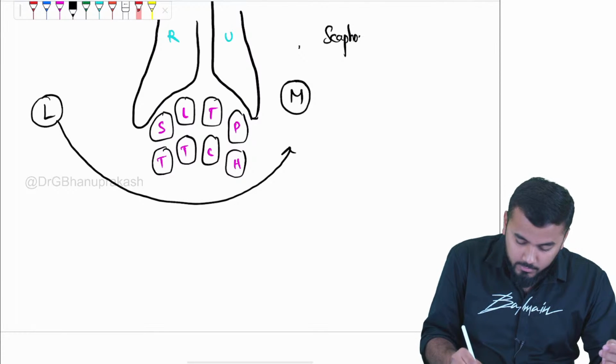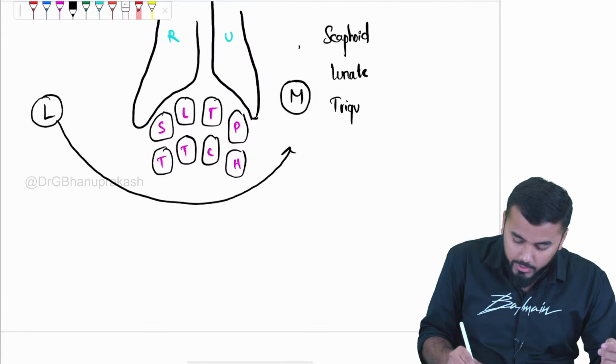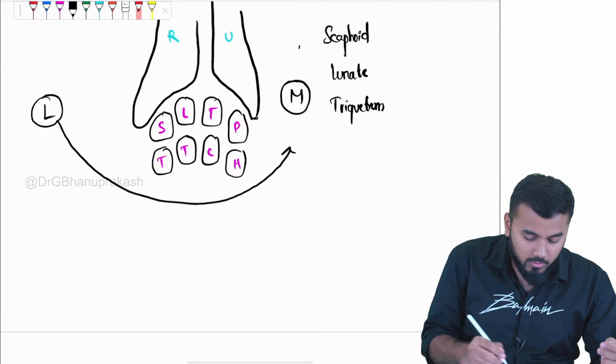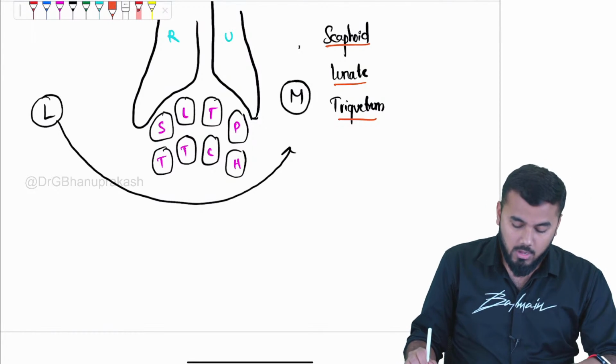Scaphoid. L stands for lunate bone. T stands for triquetrum. Are you simply writing, or will you tell any important points? Yes, I'll tell you important points. What are the important points?